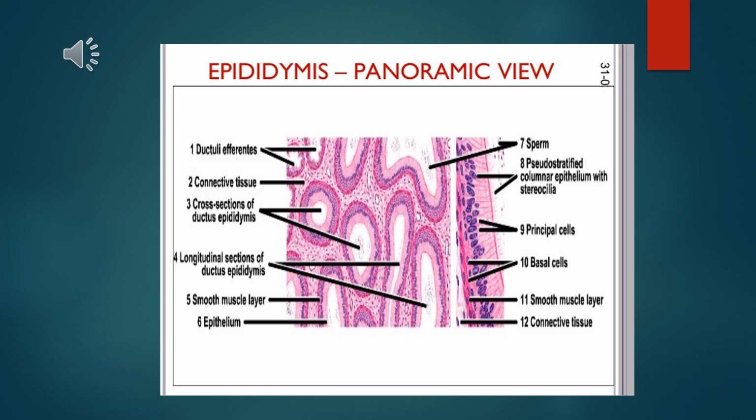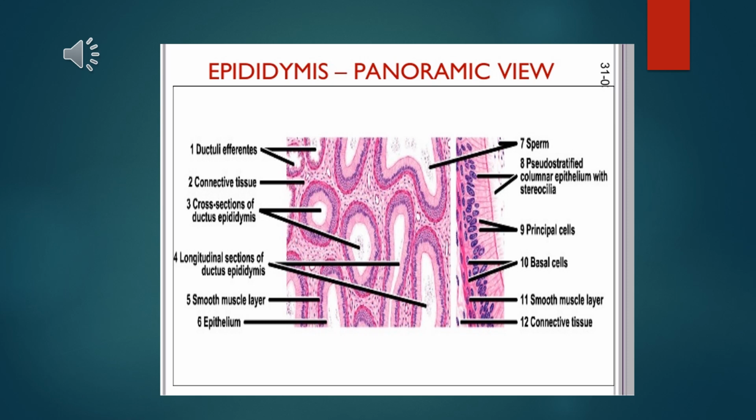So, see the salient features. That is the microscopic structure of epididymis. What you can see in histology is the cut sections of the duct of epididymis here. The cross sections you can see here. And in between the cross sections, we can see the presence of connective tissue with blood vessels and lymphatics.